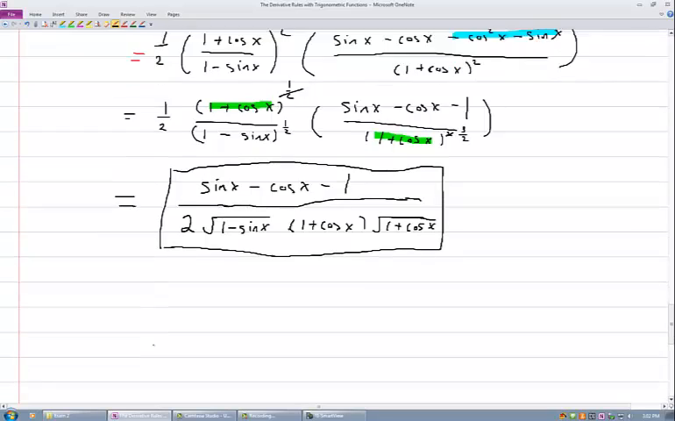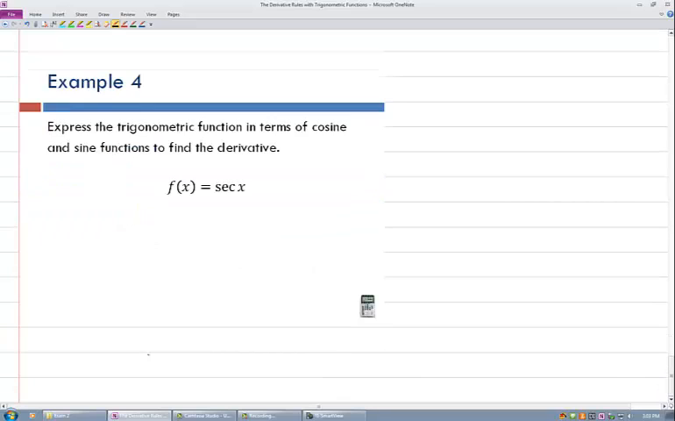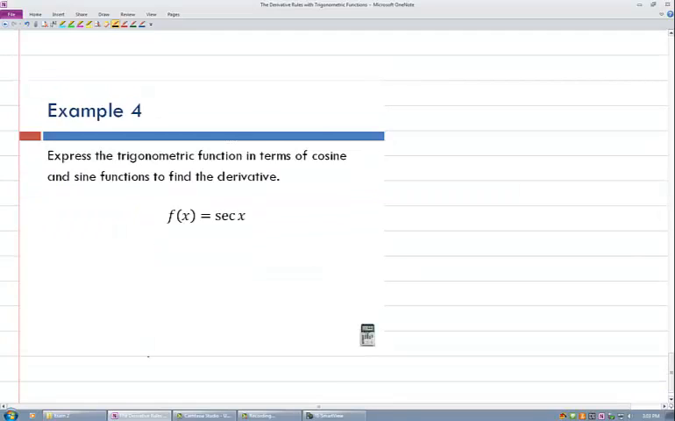All right, one last problem to talk about. Example 4. What happens if you forget some of the rules? So let's do a hypothetical here. Suppose I know the derivative of sine of x. That one's usually pretty easy. That's the cosine of x.